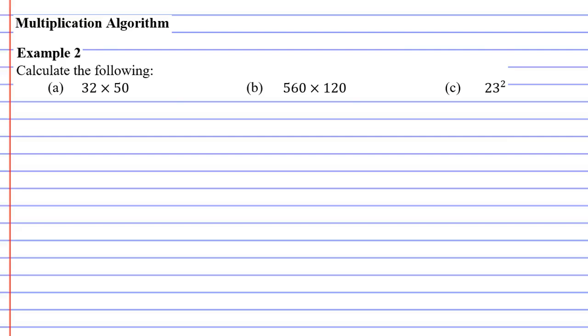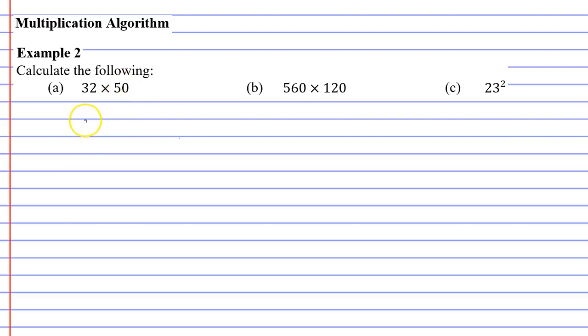In this video we're going to use the multiplication algorithm to solve example 2, but in particular for question A and B we're going to use a couple of little tricks to make our lives a little bit easier. Alright, so starting with question A, it's 32 times 50.